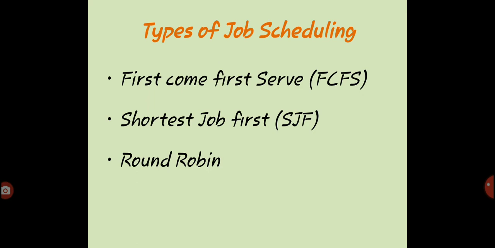Then SJF, shortest job first. The shortest job of all the waiting jobs will be allocated first. The next shorter job will be allocated next, and so on. So this is SJF. And the third one is round robin.